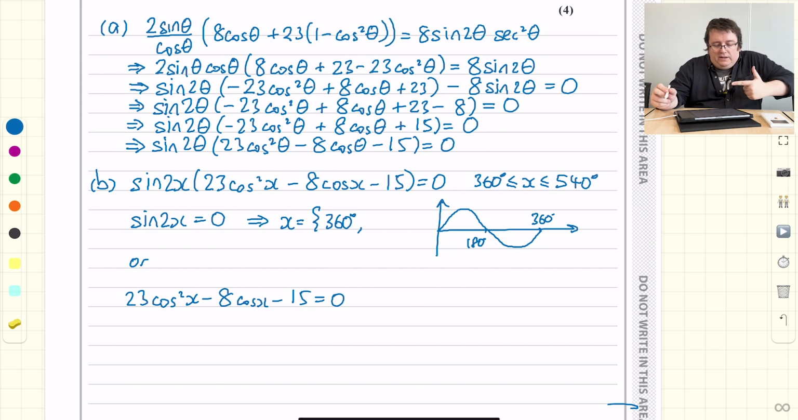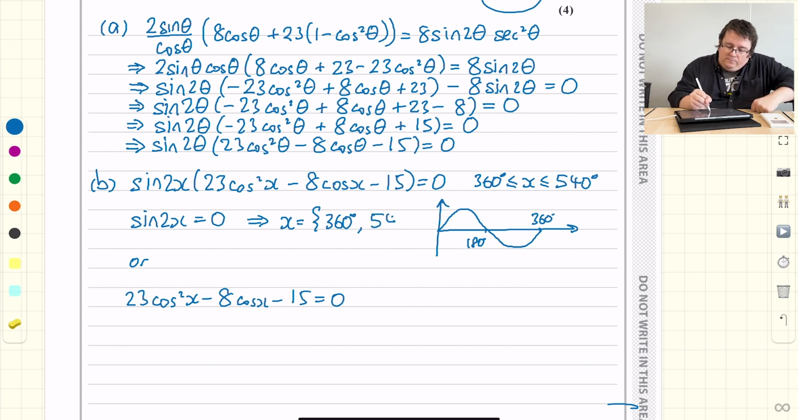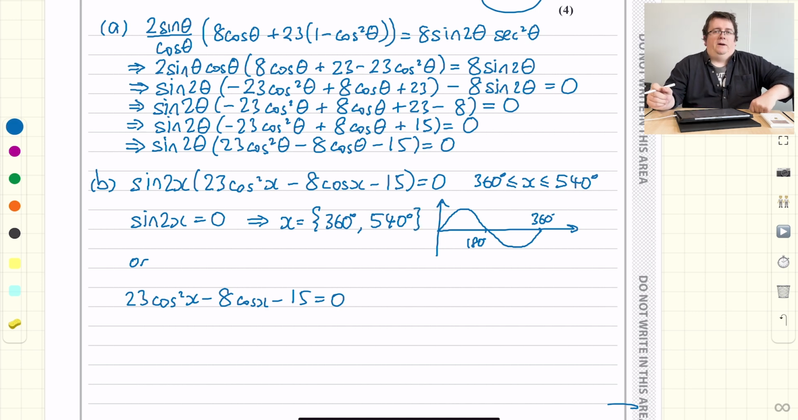So plus 90 would be 450, but remember, we're not having 450, so that's out. Plus another 90 will get us to 540, and so we have two solutions. So that was an awful right-hand bracket. Let's try it again. Oh, not too bad. So 360 and 540 are the two solutions for sine 2x is 0.